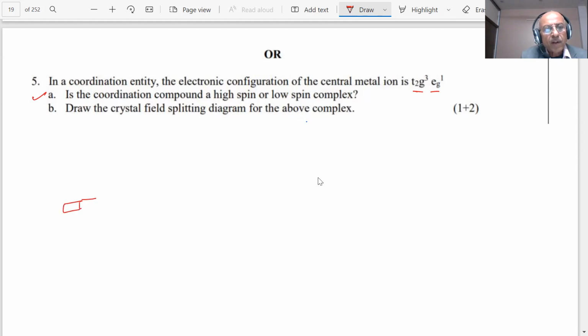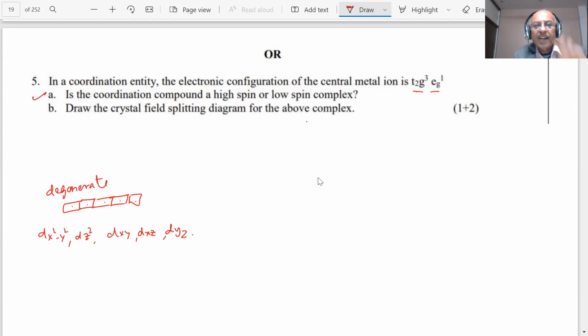You had 1, 2, 3, 4, 5. So you already know you have dx2-y2, dz2, dxy, dxz, and dyz. There are 5 d orbitals. They are degenerate in an isotropic environment. As the ligands approach, what happens?